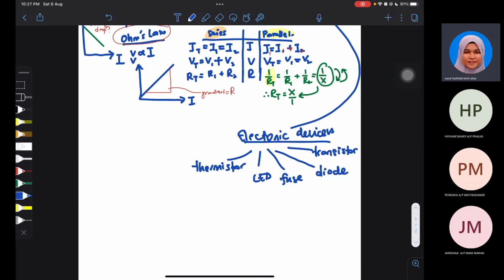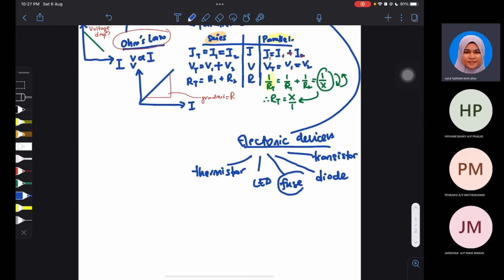Okay, sekarang we are talking about fuse. So, you need to know the function of a fuse. A fuse is a device that melts. Dia akan cairkan diri dia. When current exceeds the limit. Limit siapa? Limit pada fuse.